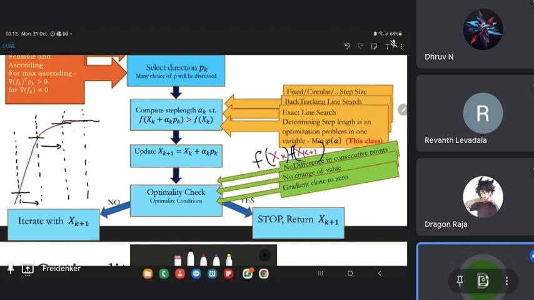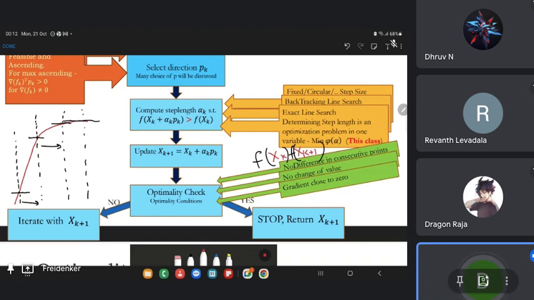Yes, very similar to what I just described. Okay, this is the second condition. What I just told before is for the second condition: no change of value. My function values are not changing, so no change of value.